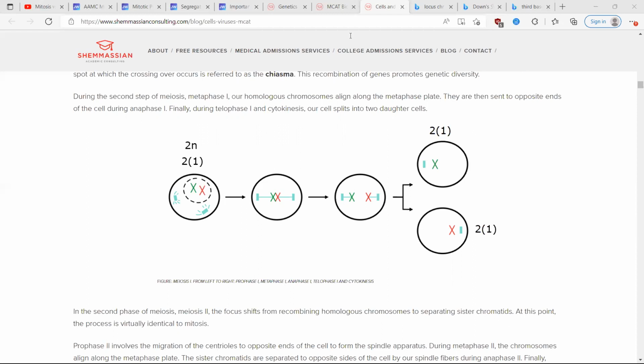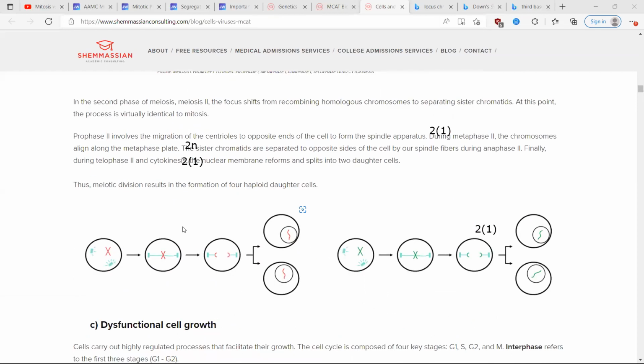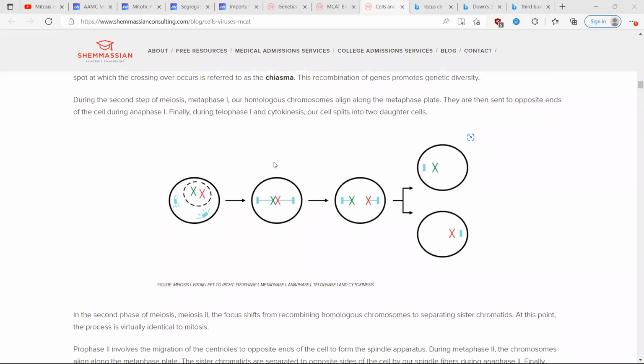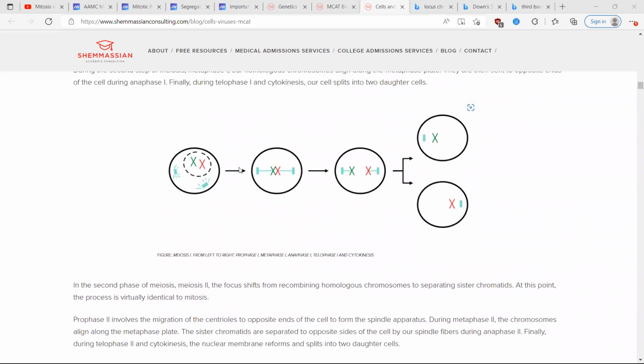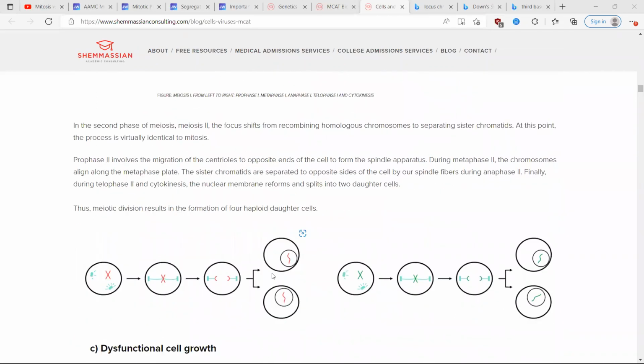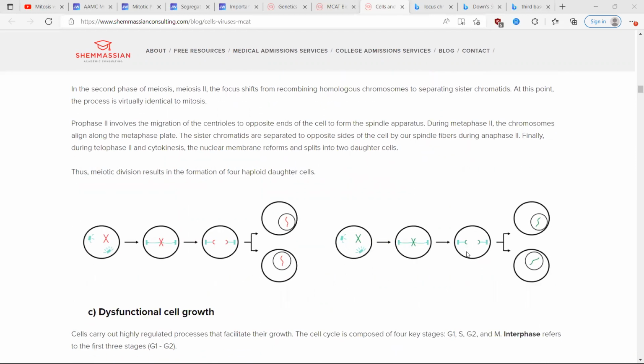But then when we get to the last part, that 2 of 1 is getting split into 1 of 1s. So the whole point of meiosis, the whole big difference between meiosis and mitosis, is that in mitosis we go from 2n and we maintain 2n. In meiosis, we go from 2n to 1n because after we made 2, we split them again a second time.